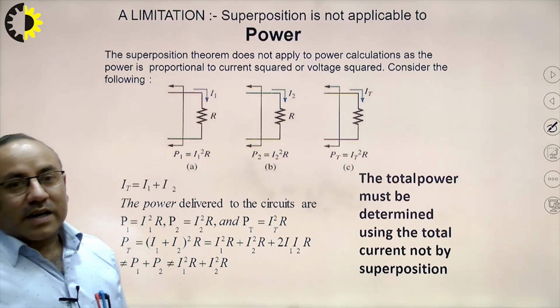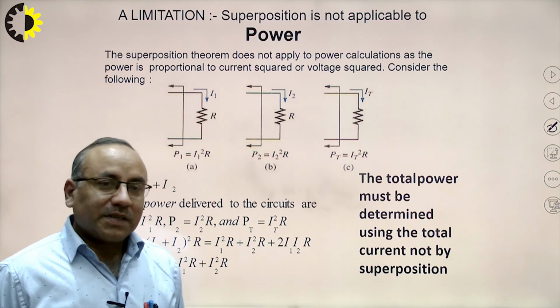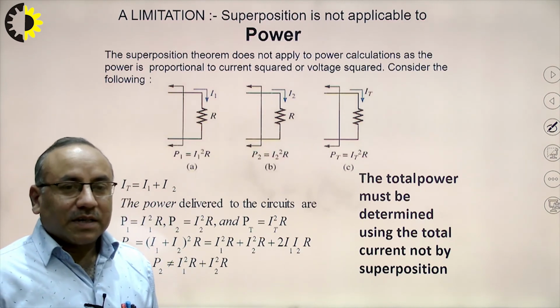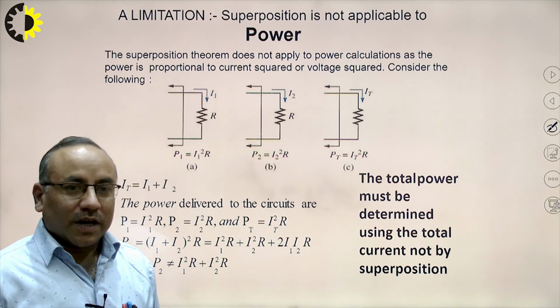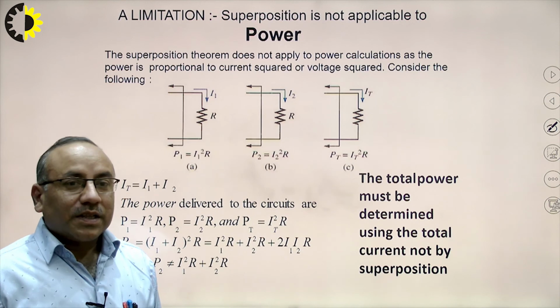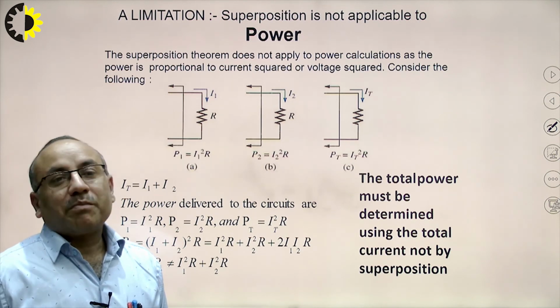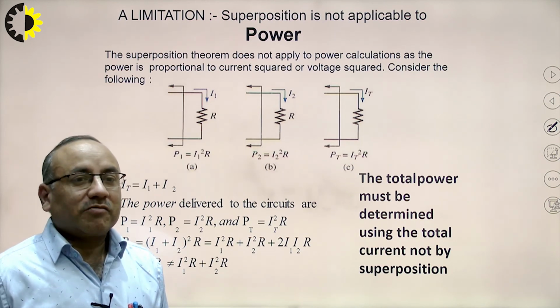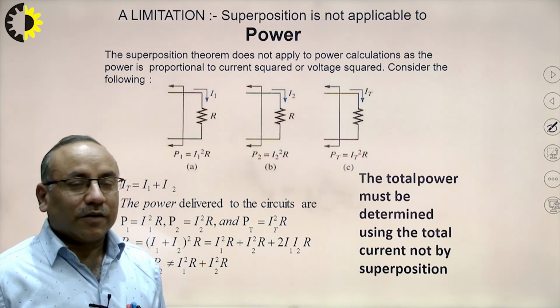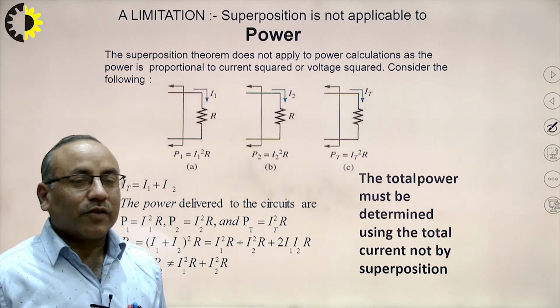The second time, a current I2 passes through the same resistance R, and the power due to this becomes I2 square into R. So as per the superposition theorem, the power would be P1 plus P2, that is I1 square R plus I2 square R. But if we say this, it is wrong; it is not the correct answer for the power.